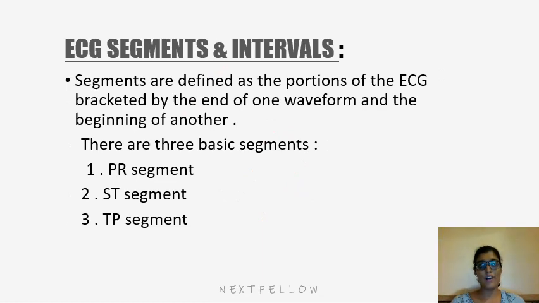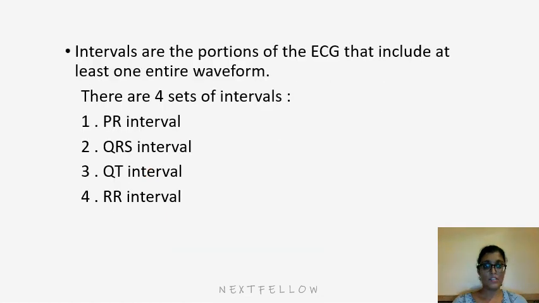So a segment is defined as portions of the ECG bracketed by the end of one waveform and the beginning of the other. So there are three basic segments, that is PR segment, ST segment and TP segment. The intervals of ECG include at least one entire waveform. There are four intervals, that is PR interval, QRS interval, QT interval and RR interval.